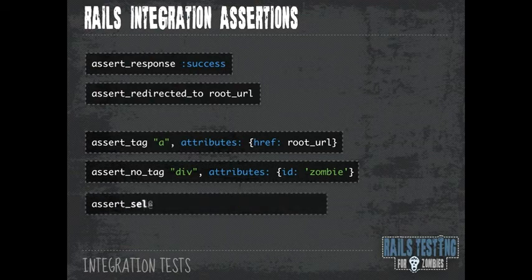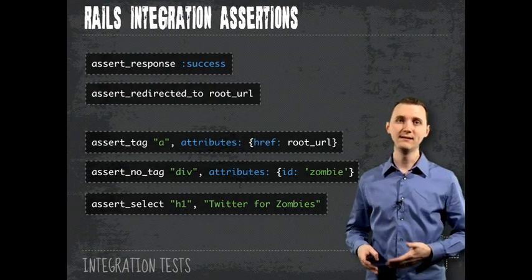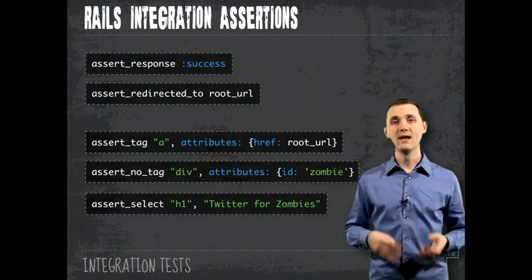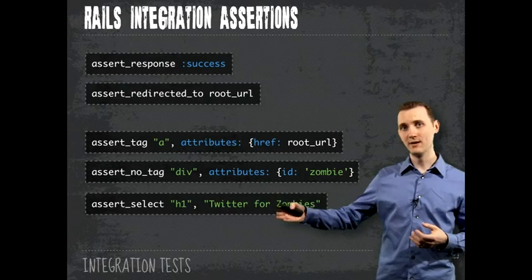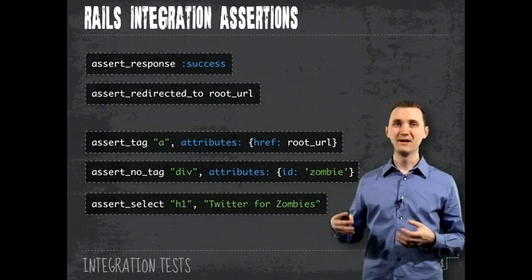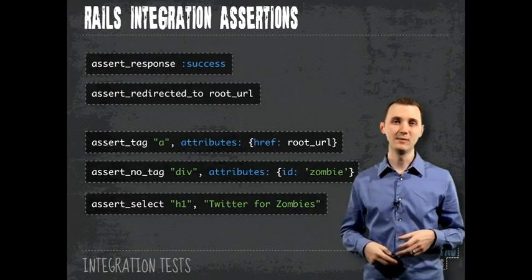Rails also gives us assert select, where unlike the tag assertions where we talk about DOM elements like a and div, we can use a CSS selector, and it actually takes an optional parameter after that where we can even specify the content that we're looking for in that particular element.